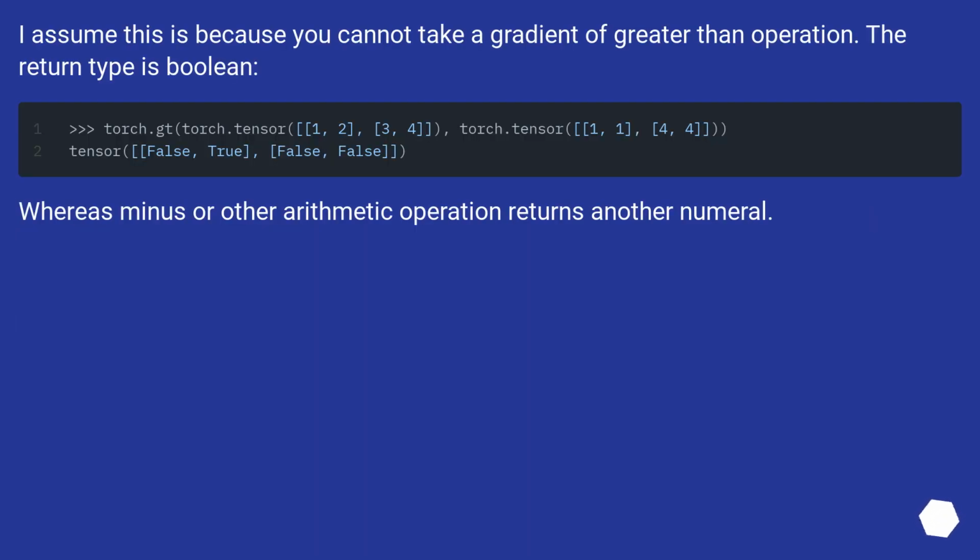I assume this is because you cannot take a gradient of a greater than operation. The return type is Boolean, whereas minus or other arithmetic operations return another numeral.